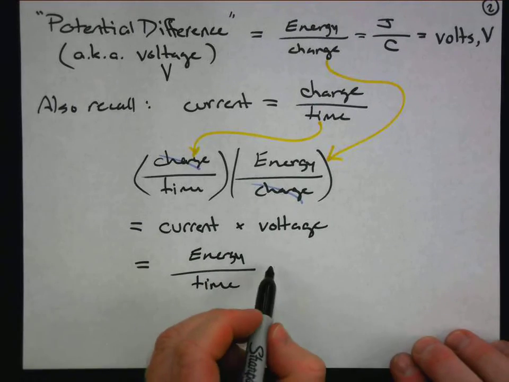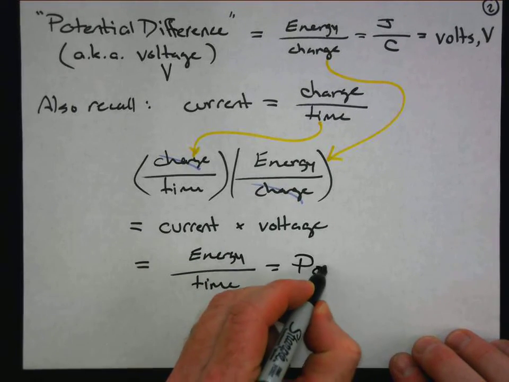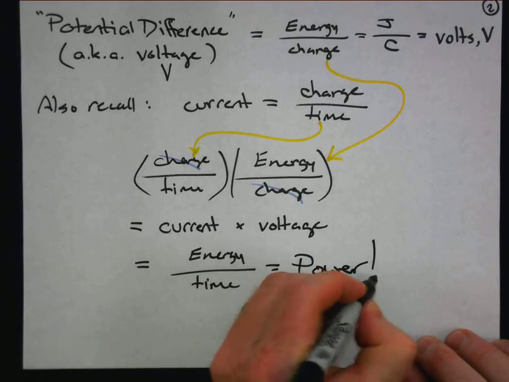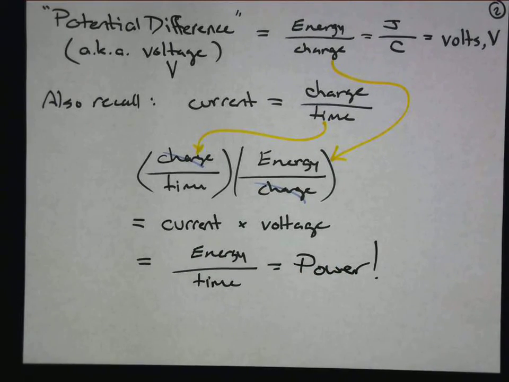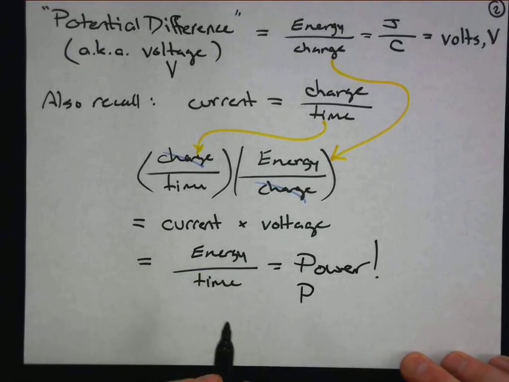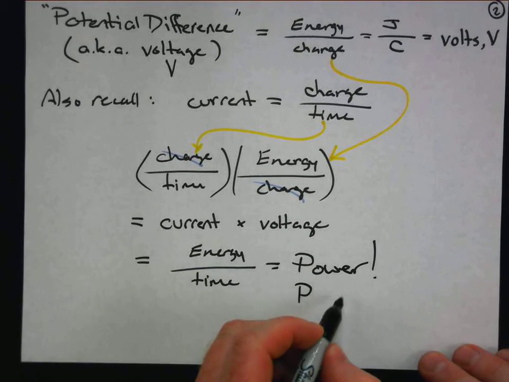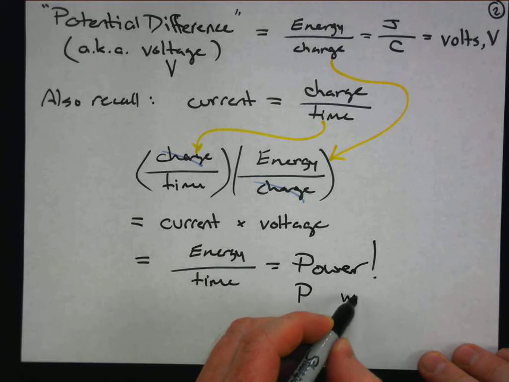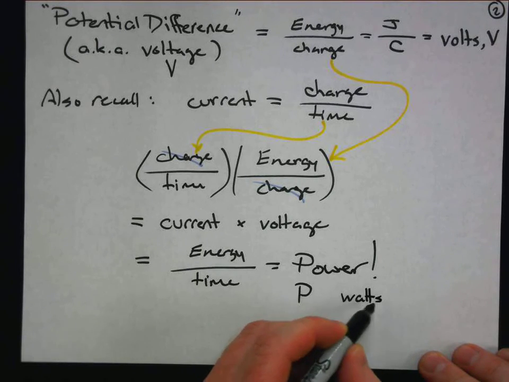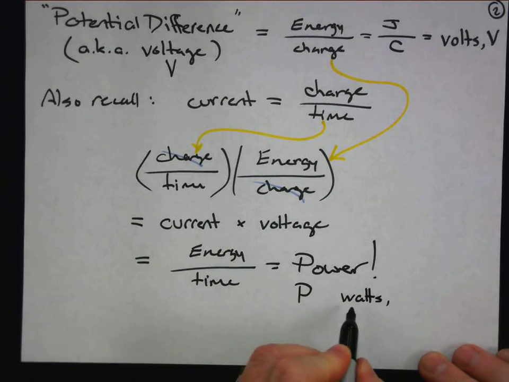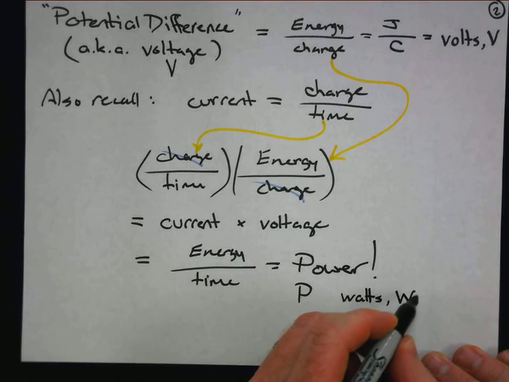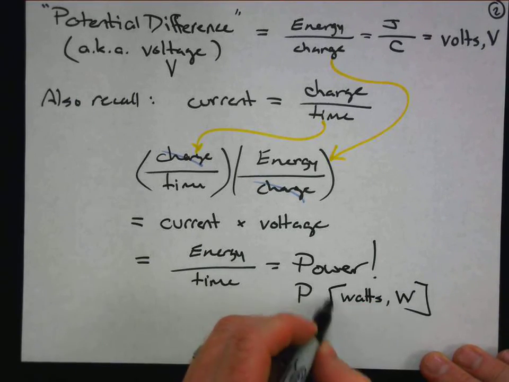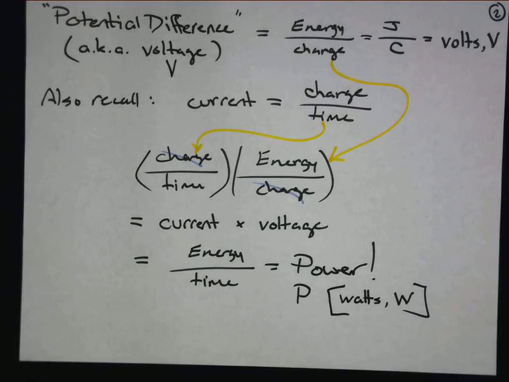Well, there's another name for that, and that is electric power. Cool. And the symbol for power is just a capital P. That's very straightforward. The units for power are watts. Now, I think we've seen this before. The abbreviation for watts is a capital W. Okay, so there's the units, watts, capital W.